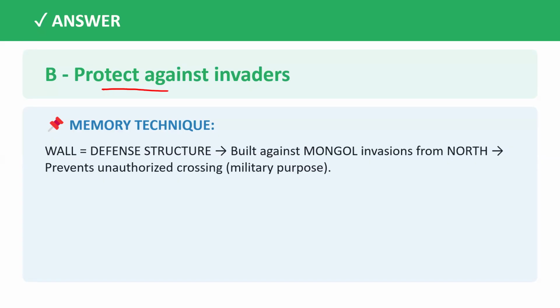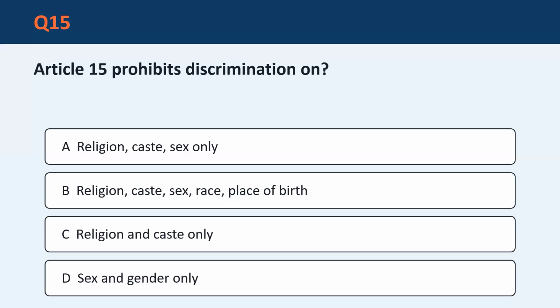So in that way, we can try to remember. So it was built against Mongol invasions from the north to prevent unauthorized crossing. So the next question is, Article 15 prohibits discrimination on what?